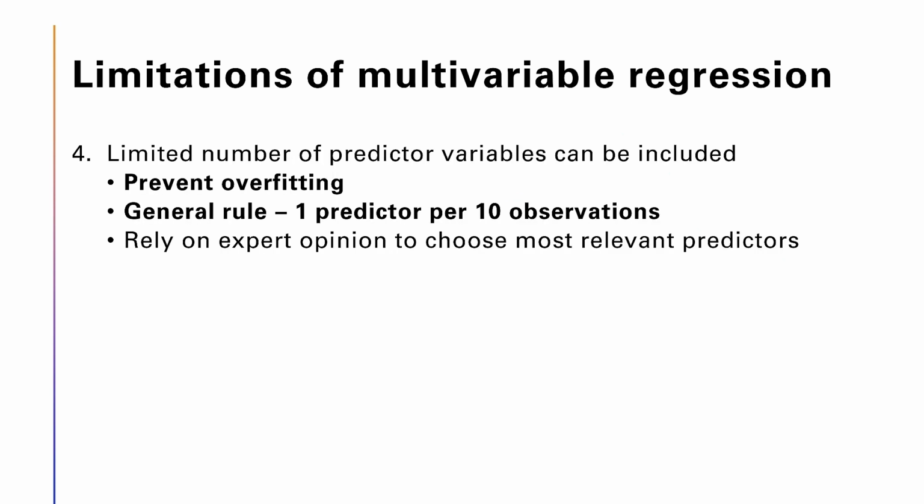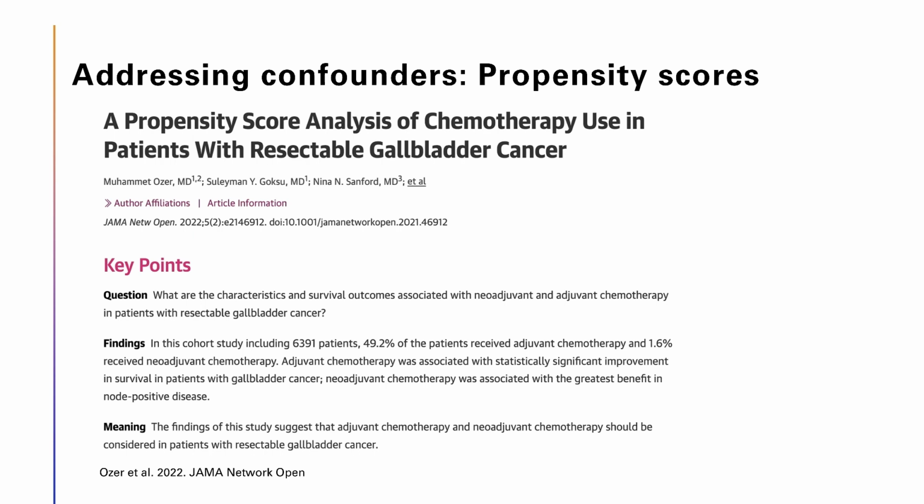Finally, a limited number of predictors can be included in the model to prevent overfitting of the data. As a general rule, we should include only one predictor per 10 patients in the data set. Hence, if there is a limited amount of data, it will be difficult to fully account for all variables. As such, we should rely on expert opinion and theoretical knowledge to select the most relevant variable that will potentially have the largest effect on the outcome of interest. Okay, so I hope that information was not too overwhelming and was helpful.